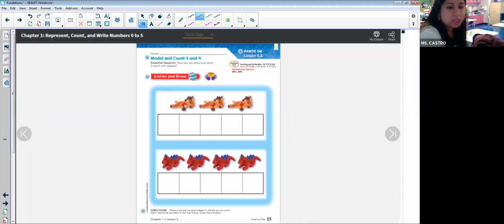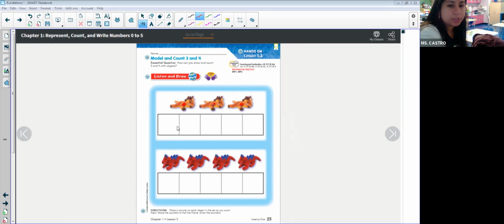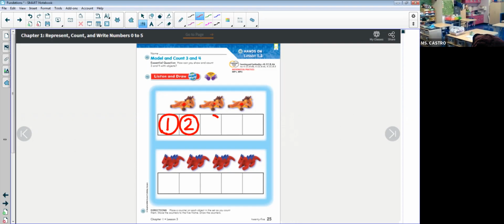So now Ms. Castro has to show the 3 horses in the 5 frame. So I'm going to draw circles and I'm going to label them with the numbers to show the 3 horses. So I'm going to start with the first box in the 5 frame. 1, 2, 3. So I just showed the number 3 with the 5 frame. So if you have your books, boys and girls, you can go ahead and follow along and do it with me, okay?